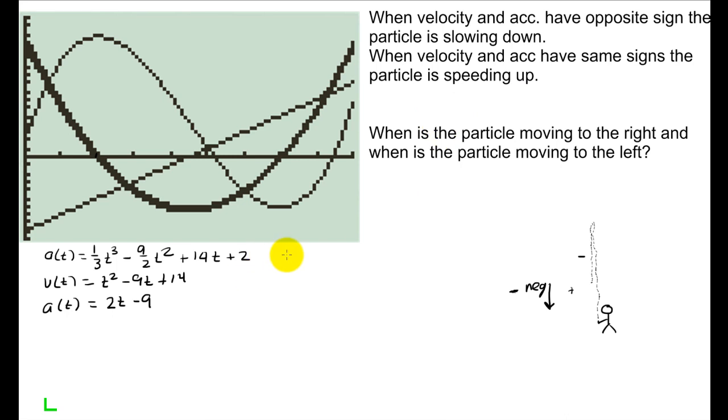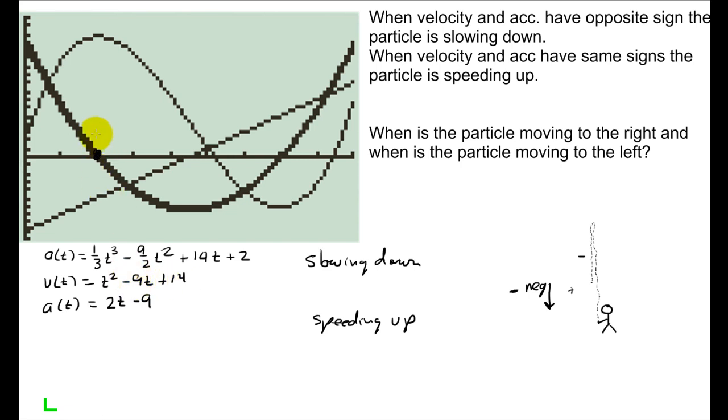So let's talk about when this particle is slowing down and speeding up. Well, anytime the acceleration changes signs or the velocity changes signs, there's a possibility that it could be switching from slowing down to speeding up or vice versa. Now, this t to the third graph is the position. The velocity is the parabola and the acceleration is the line. So let's look when the velocity, the parabola, is going to change signs.